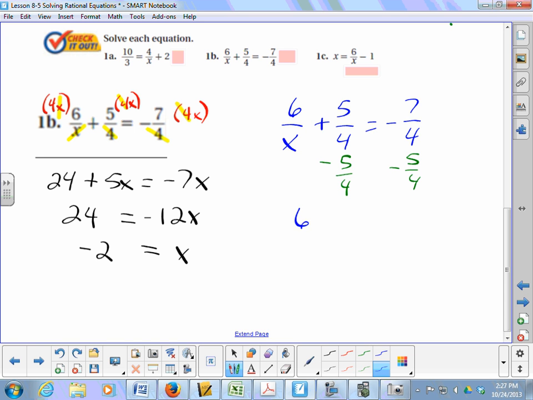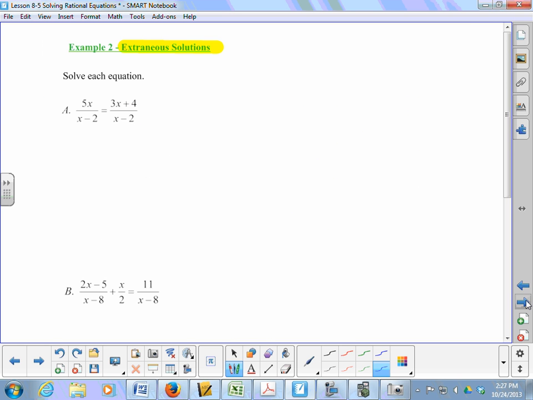So we would get 6 over x equals negative 7 minus 5 is a negative 12 over 4. So now I just have a proportion that I could solve just by cross multiplying. So sometimes if you have a common denominator, it would actually be easier to simplify it first. And if you have a situation where you just have a proportion, I could cross multiply. Get the same answer. Right? Just a thought. Okay. All right, we've got just two other examples we're going to look at.